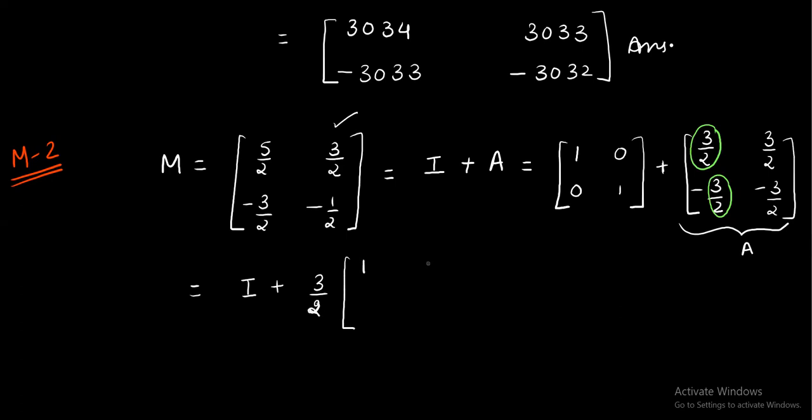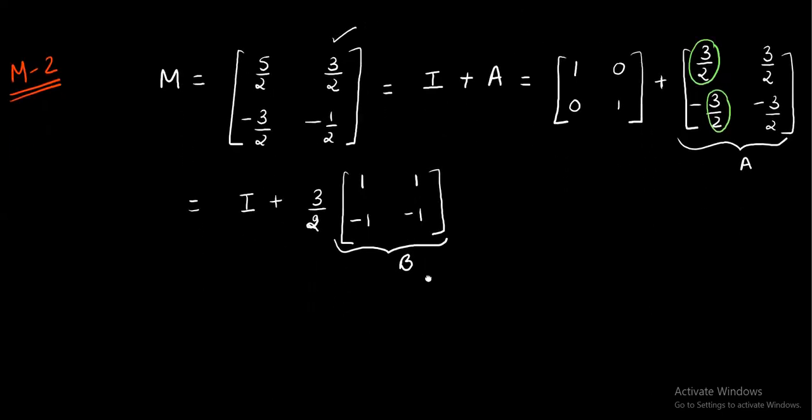I'm taking it common because I know that after taking 3 by 2 common, I'm just going to get 1 everywhere or minus 1 in the entries of the matrix. Let us name this matrix as B. So this is the first step that we should follow whenever we need to find out some higher index for M, especially in JEE Advanced questions.